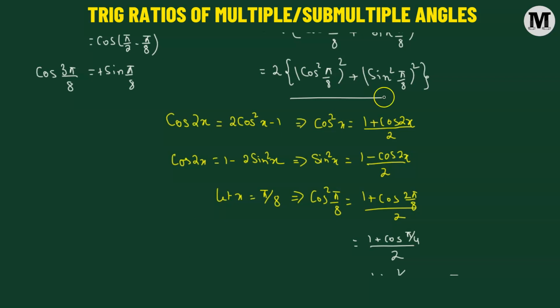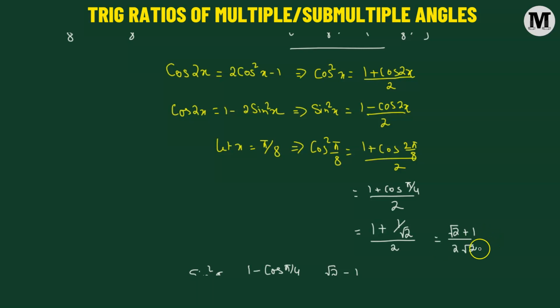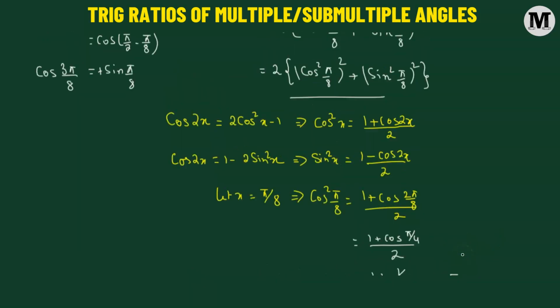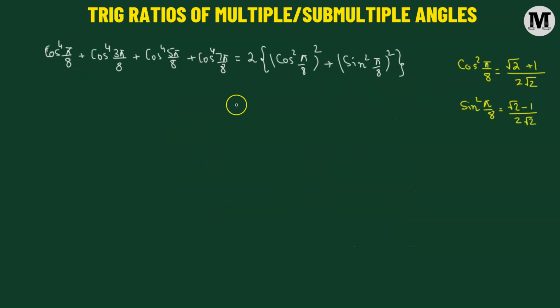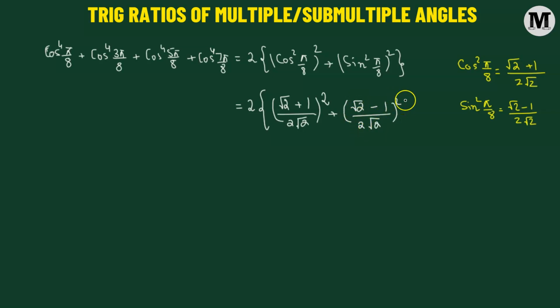Now let's go to the previous expression. So this is our expression. Here we can replace cosine squared pi over 8 with square root of 2 plus 1 over 2 times square root of 2, square it, and then add it to the respective value of sine squared pi over 8. So let's do that. We'll get 2 times, in place of cosine squared pi over 8, square root of 2 added to 1 divided by 2 times square root of 2. We are going to square this value, then add it to sine squared pi over 8 whole squared. So that's square root of 2 minus 1 divided by 2 times square root of 2 whole squared.